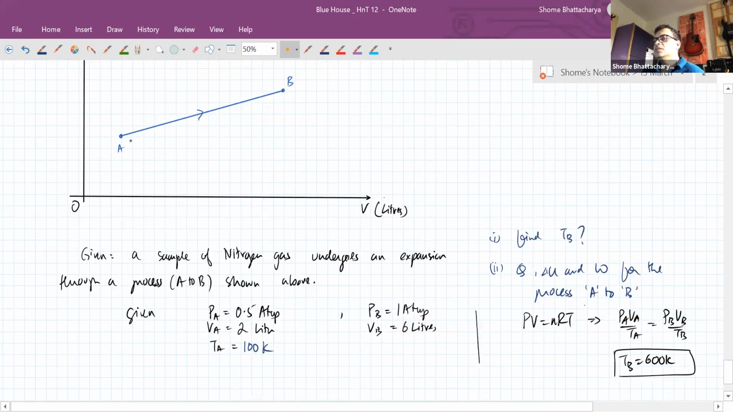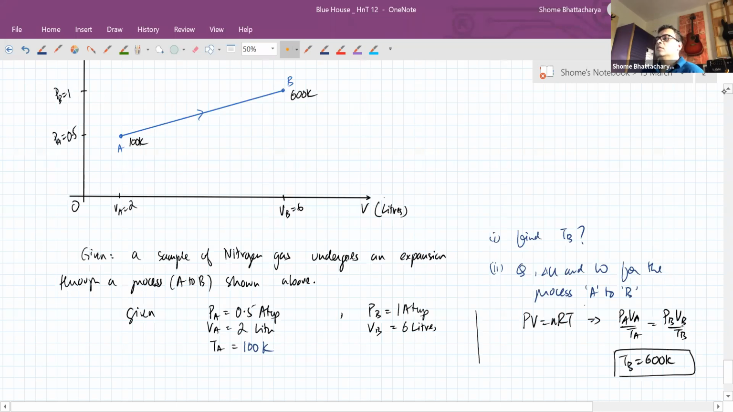So this temperature here is 200 Kelvin. This temperature here is 600 Kelvin. This volume here is 2 liters. This volume here is 6 liters. This pressure here is 0.5 atmosphere, and this pressure here is 1 atmosphere.